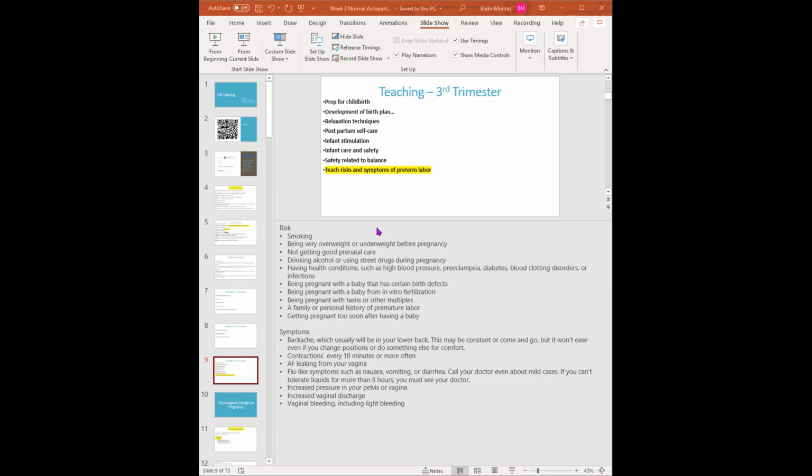Maybe if they have any flu-like symptoms, any increased pressure, any increased vaginal discharge, or if they're just bleeding. It's important to note that whenever a patient is bleeding, they know that they can go get that checked out. I mean, it's very important. Better safe than sorry.